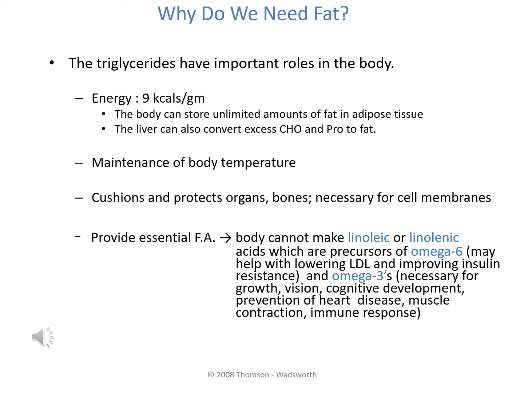First to note is that fat, again specifically triglycerides, are a source of energy, providing us with 9 calories per gram. The body can store huge amounts of fat in its adipose tissue. Liver and muscle, on the other hand, can only store a certain amount of glycogen. The liver can also convert excess amounts of carbohydrate and protein to fat, then allow them to also be stored.